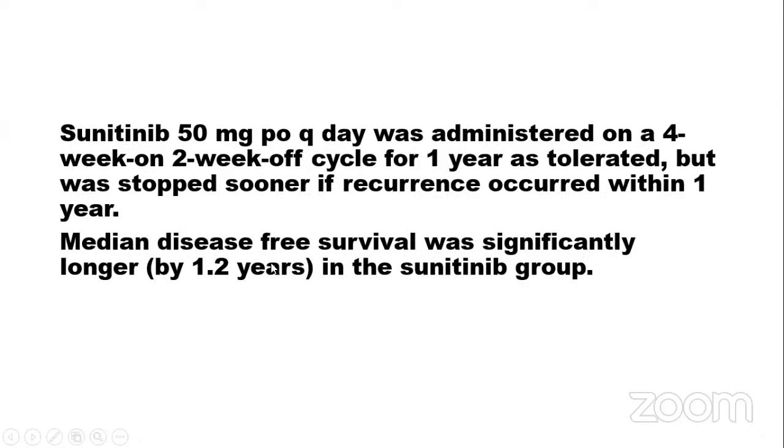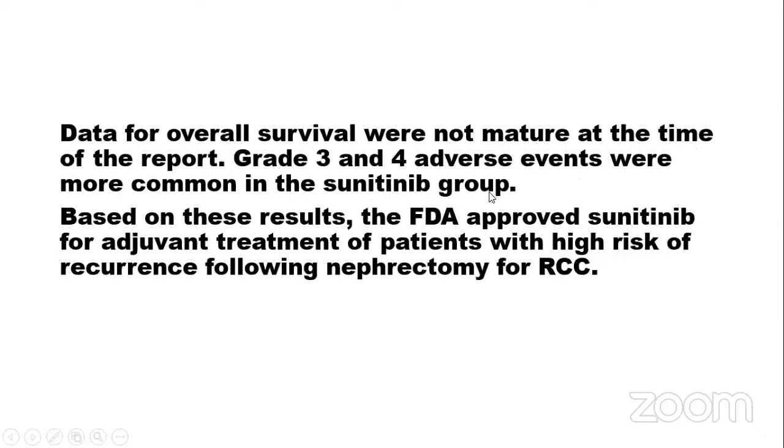It was 6.8 years in the sunitinib group. So the dose is 50 milligrams, and we will use 4 weeks on and 2 weeks off cycles for 1 year as tolerable. But if there is recurrence, we can stop it. Data for overall survival were not mature at the time of the report. Grade 3-4 adverse events were more common in the sunitinib group.